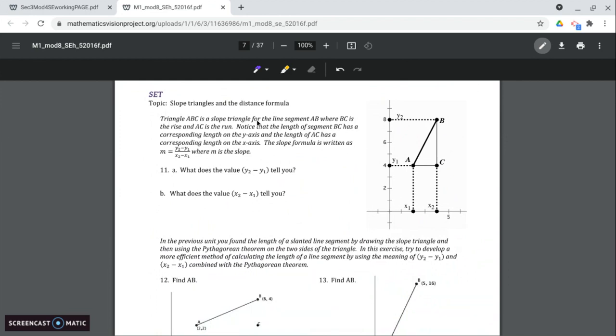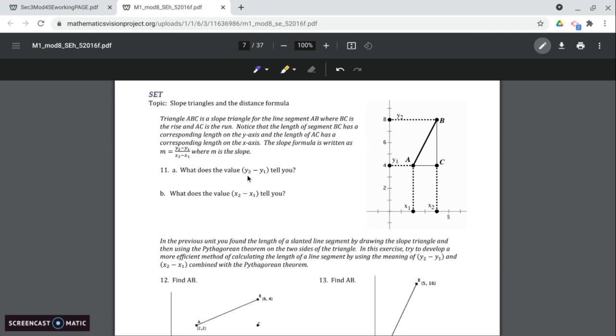Triangle ABC is a slope triangle for the line segment AB, where BC is the rise and AC is the run. Notice that the length of segment BC has a corresponding length on the y-axis, and the length of AC has a corresponding length on the x-axis. The slope formula is written as m equals y2 minus y1 over x2 minus x1, where m is the slope.